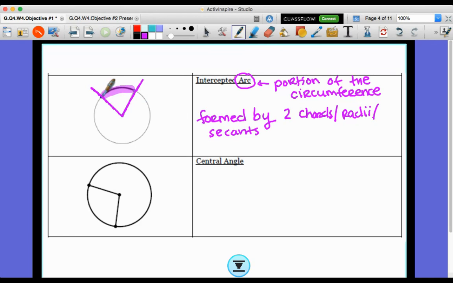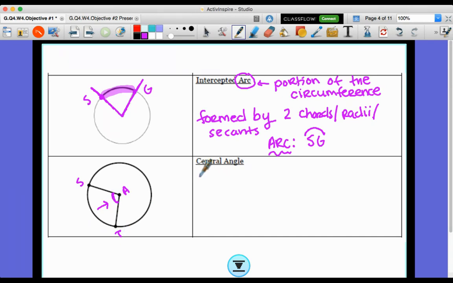So to talk about this arc, I want the endpoints of it. So let's say this is SG. It is arc SG. And we literally put an arc above it. So a central angle. This is the central angle. This is the angle I'm referring to. That's it. Okay, so this is A, S, T.